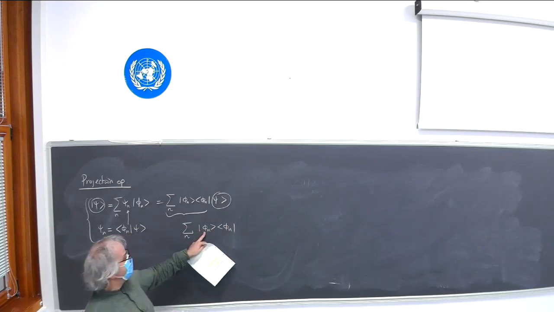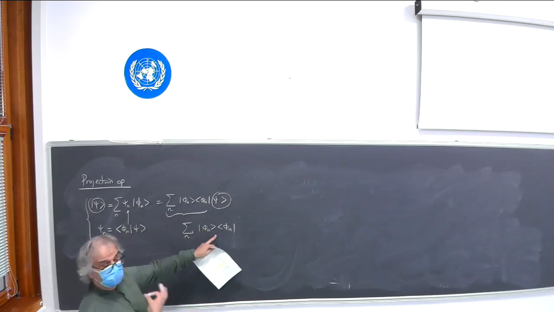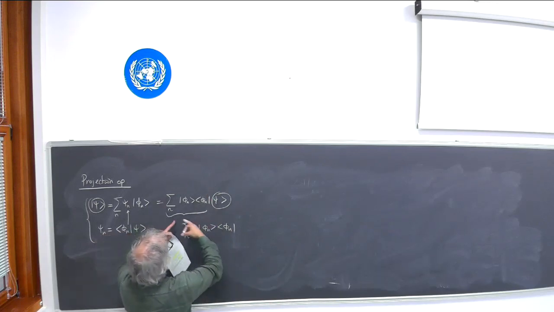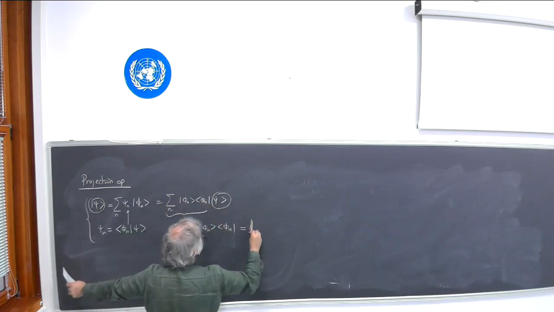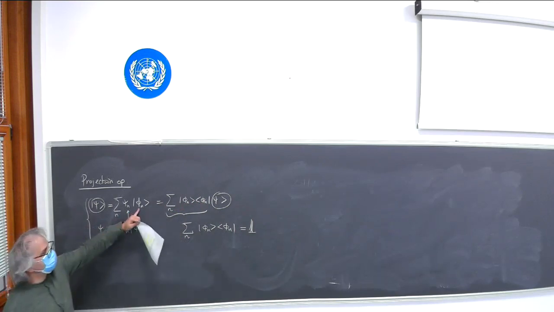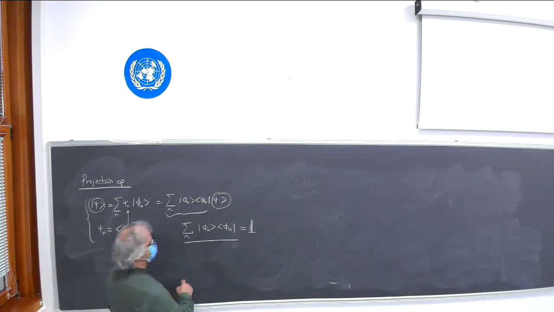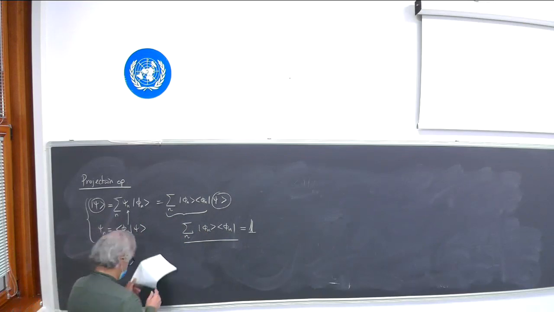So it's an operator. But when you sum over all n, and these are orthonormal elements of a basis, the action of this operator on a state is equal to the identity. Okay? So if you take any orthonormal basis |φn⟩ and you form the sum over all elements of the basis of ket bra, the result is the identity. Okay, this is a very nice thing.